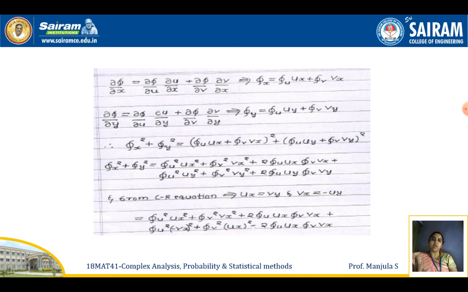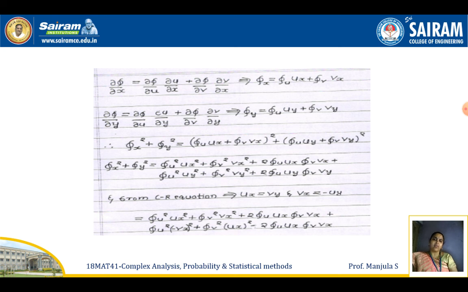Therefore, φx² + φy² can be written as (φu ux + φv vx)² plus (φu uy + φv vy)². Now you just do the simplification with the help of the (a + b)² formula. If you expand with that formula, this equation can be written as φx² + φy² equals φu²ux² + φv²vx² + 2φu ux φv vx + φu²uy² + φv²vy² + 2 φu uy φv vy.